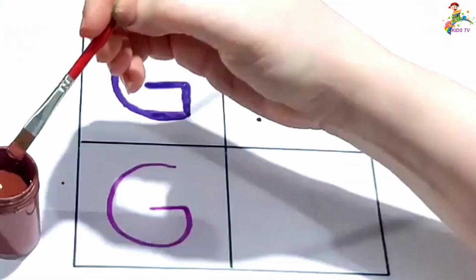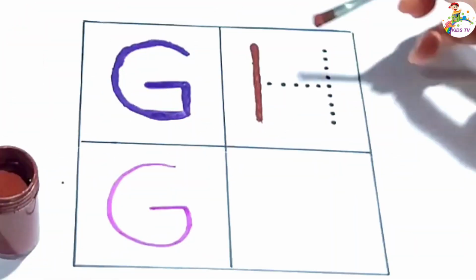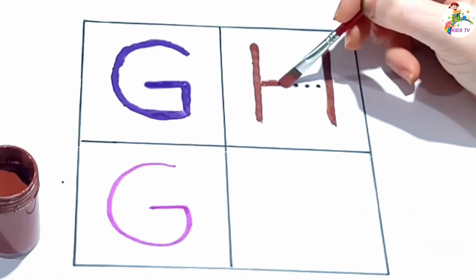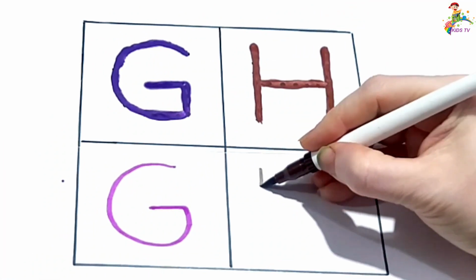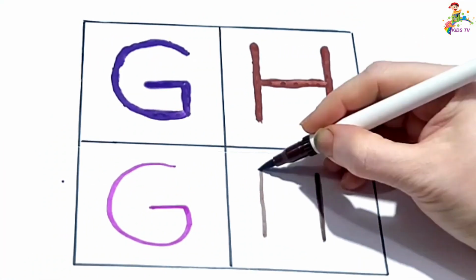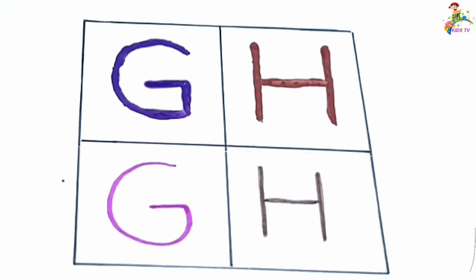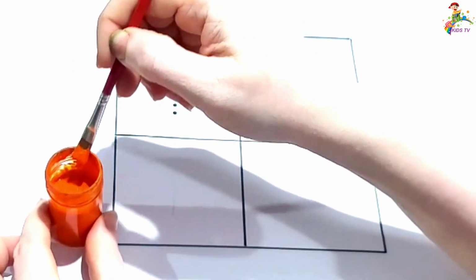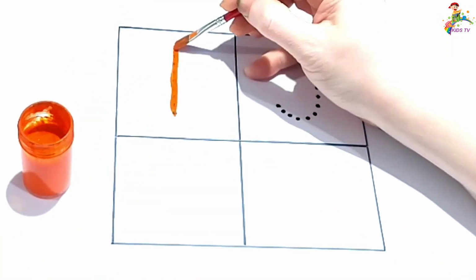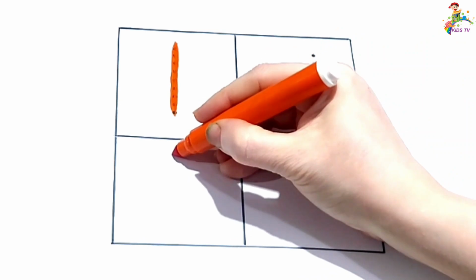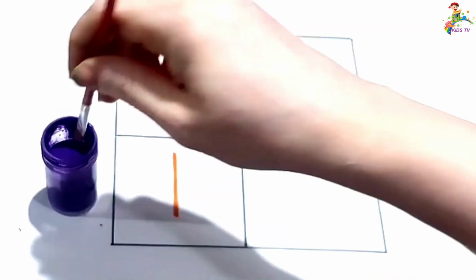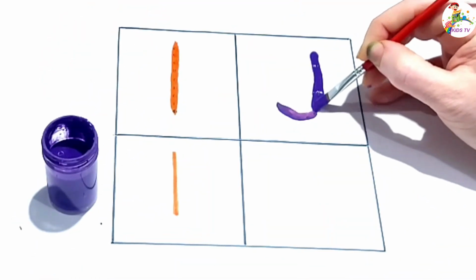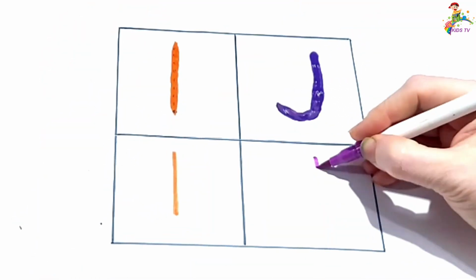Brown color. H. H for hen. H for head. Orange color. I. I for igloo. I for ice cream. Purple color. J. J for jeep. J for juice.